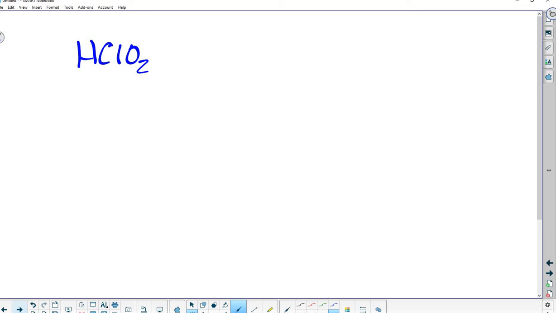So HClO2. This has 3 elements, right? Because it has 3 elements, I'm going to ignore the H. The H just tells me it's an acid. I look at the ClO2. I know ClO4 was one of my strong acids, and it was perchlorate. If I take one oxygen away, I have 3 oxygens left. Get rid of the per, so it's just chlorate. Take another oxygen away, it becomes chlorite. So this becomes chlorite.